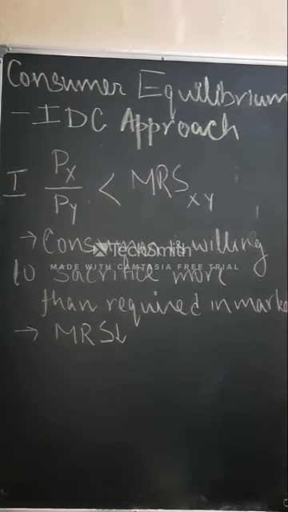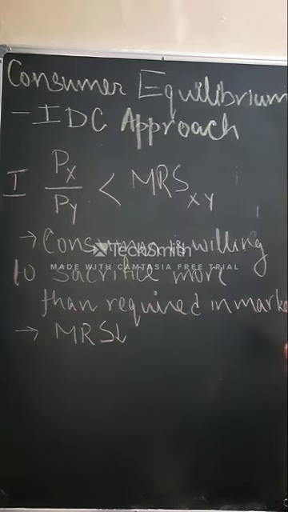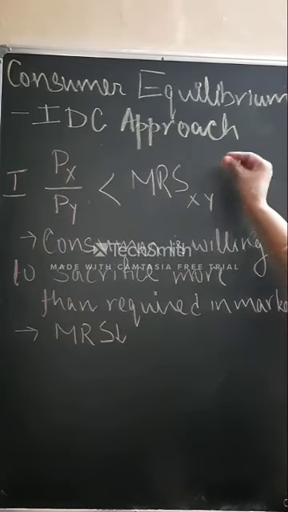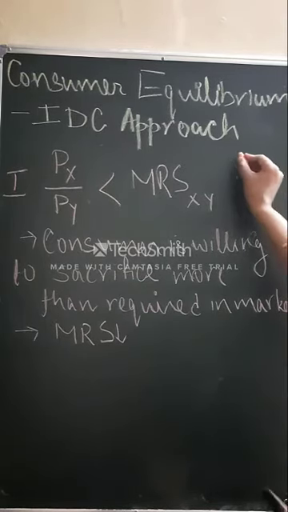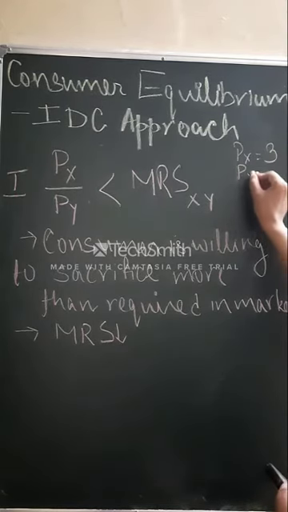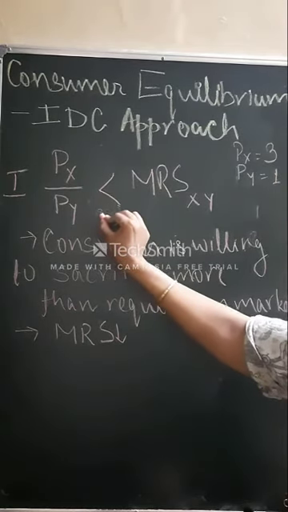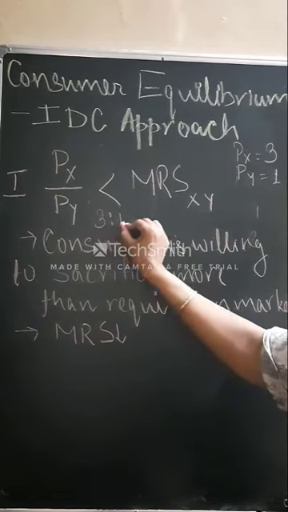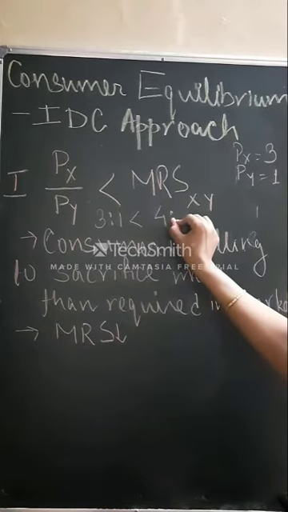That means the consumer is willing to sacrifice more than required in the market. अगर हम ऐसा लेते हैं कि let us suppose हमारा x का price, जो x और y का, x का price है Px हमारा ₹3 है and Py is ₹1. So Px by Py कितना हो जाएगा? That is the 3:1. And अगर हम लेते हैं कि ये ज्यादा है 4:1.